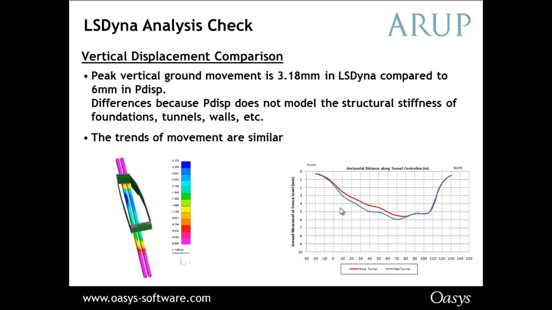Now, when we go into settlements, the peak vertical ground movement for the 3D-FE analysis was 3.18 mil, and this is compared to 6 mil in Pdisp. So Pdisp is more conservative. And the reason for this is that if you model in 3D, you're modeling structural stiffnesses of the foundations, tunnels, and walls. And you don't get this necessarily in Pdisp unless you combine it with a program like GSA, for example. So that's why you get a more conservative result, but for a lot of cases, this is actually a very good result. And you can see also the trends of movements are similar. So the peak settlement is occurring in the same place for the 3D-FE analysis and for the Pdisp analysis.